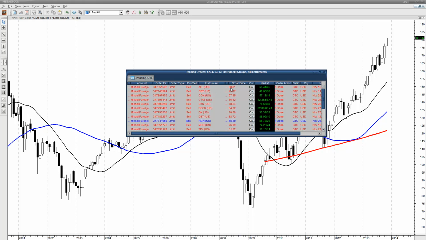Aflac 61.81 short sell, CBT 49.87 short sell, Coach 57.85 short sell, Cintas 56.62 short sell, City National 78.54 short sell, Deckers Outdoor 84.32 short sell, DK 30.60 short sell, system 88.72 short sell, Healthcare Retirement 55.50. That's the only buy limit order I have in my order list. Moody's 76.09 short sell, Tempur TPX 51.02 short sell.